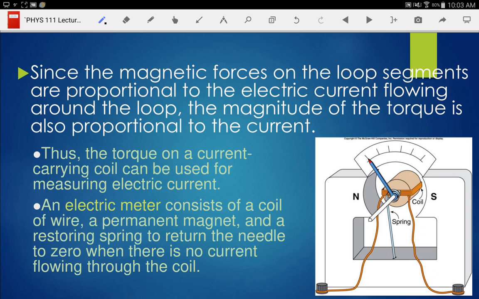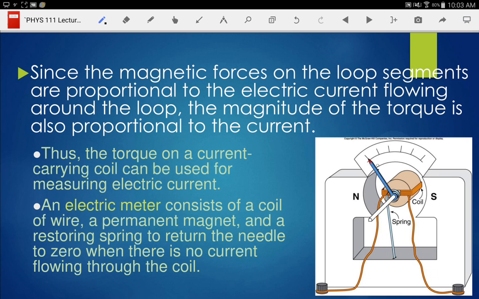Because if you put more current through, then you're making the magnetic field from that loop bigger, or making the forces that make the torques bigger. And so you get a bigger torque when you put more current through the wire. And that bigger torque means that the spring is going to stretch more until you balance the torque.